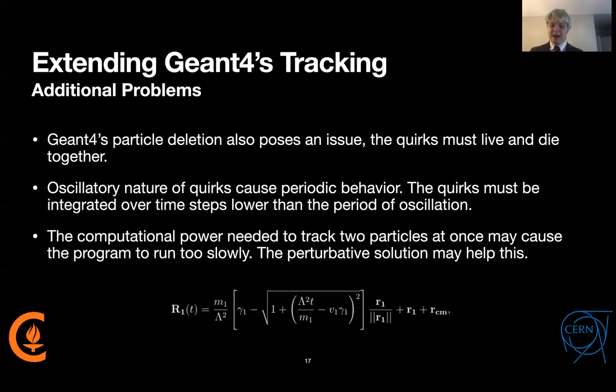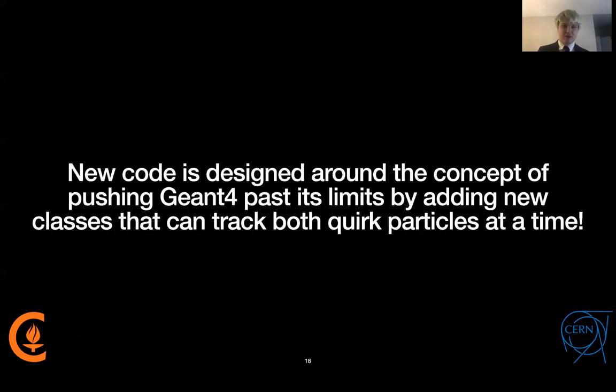Lastly, the computational power needed to track 2 particles at once may cause the program to run too slowly. To fix this, we can use the analytical solution given below and approximate the real solution as a perturbative solution of the analytical one. This can only happen if the external force is small, however. Thus, we reach the conclusion that our new code is designed around the concept of pushing Geant4 past its limits by adding new classes that can track both quirk particles at the same time.